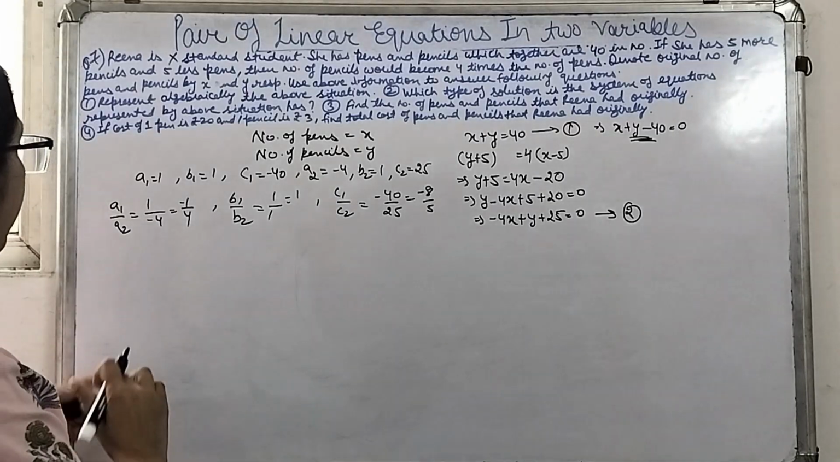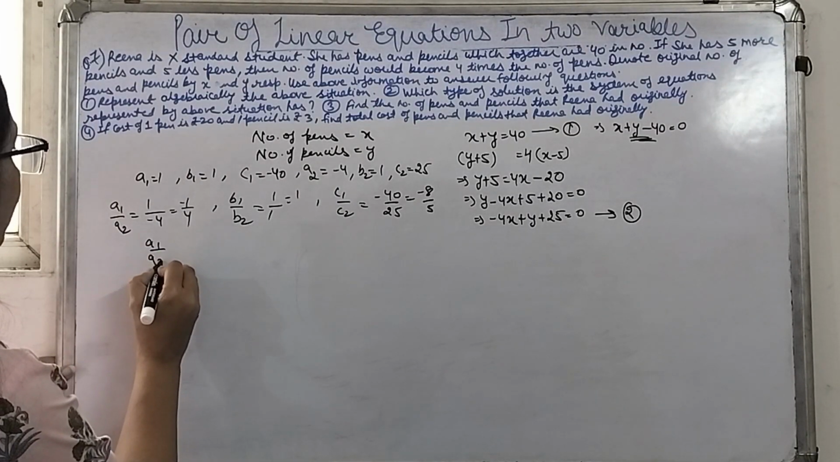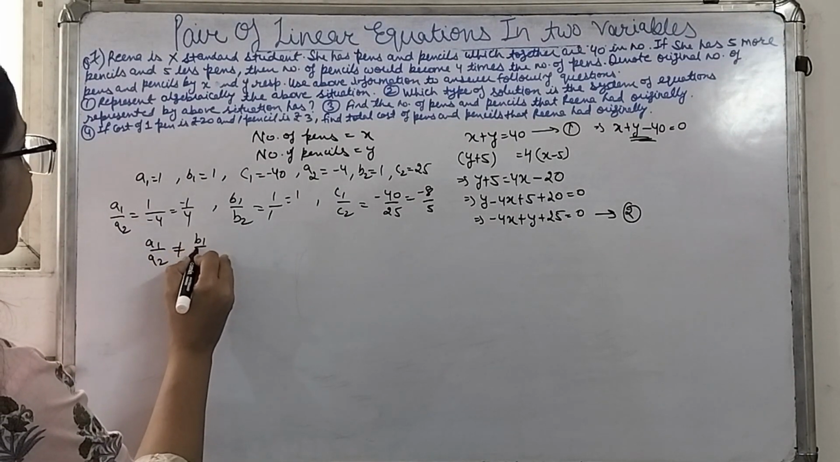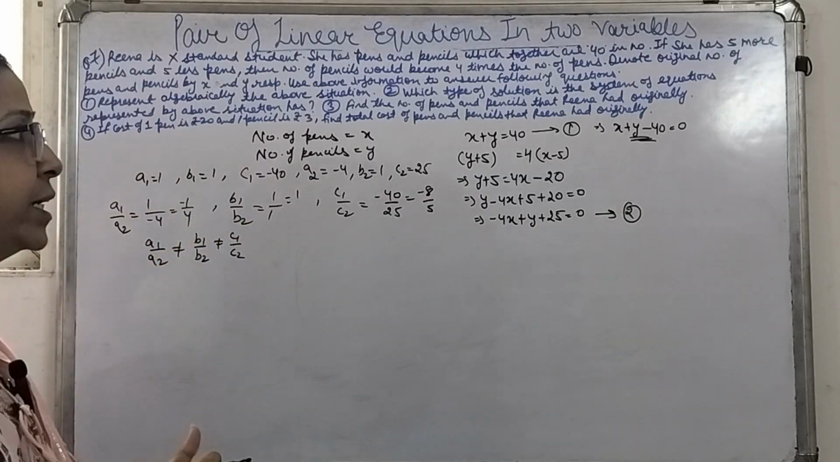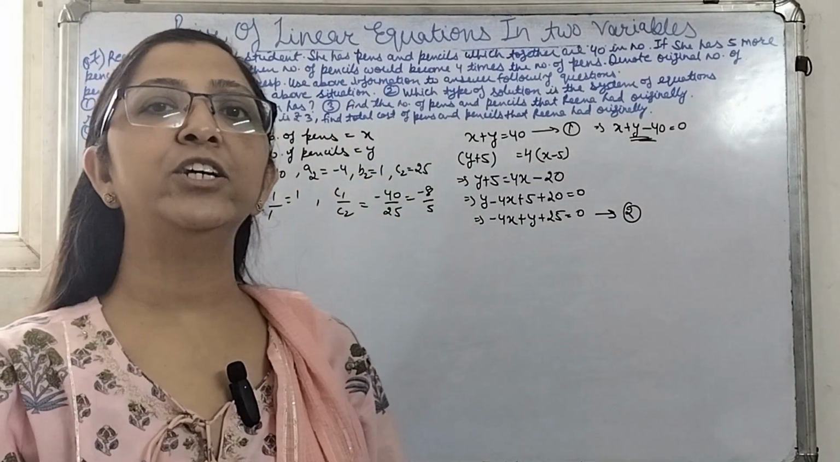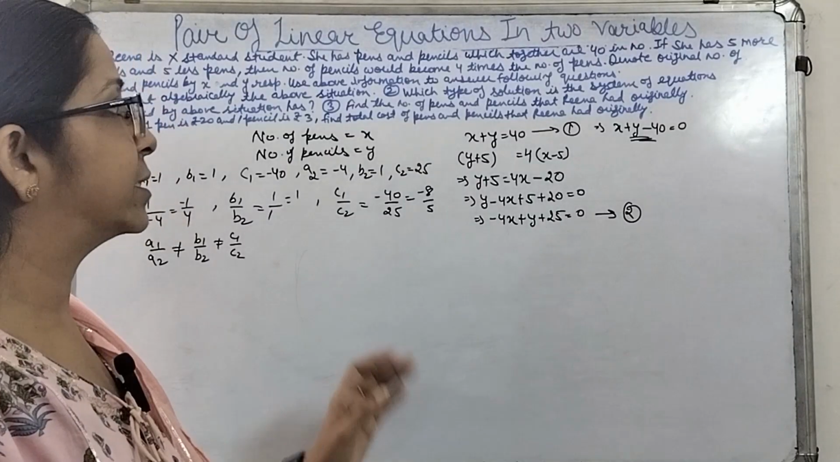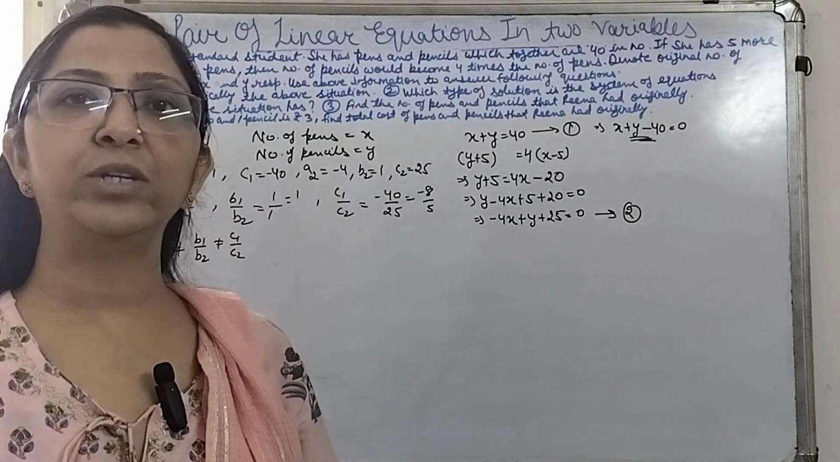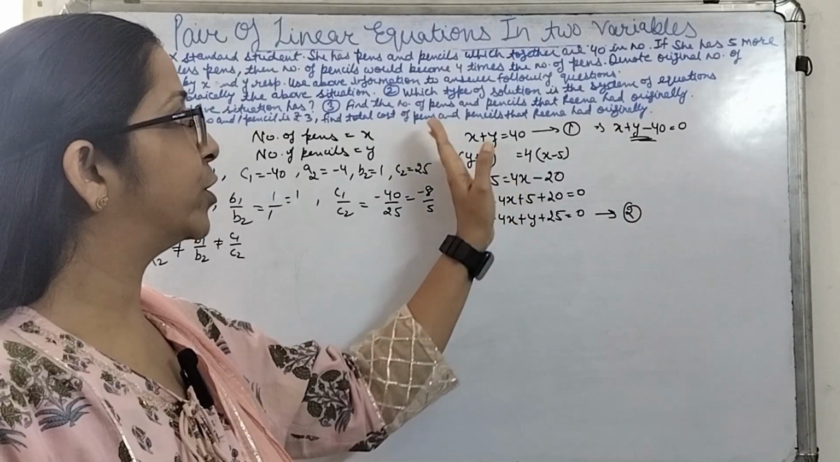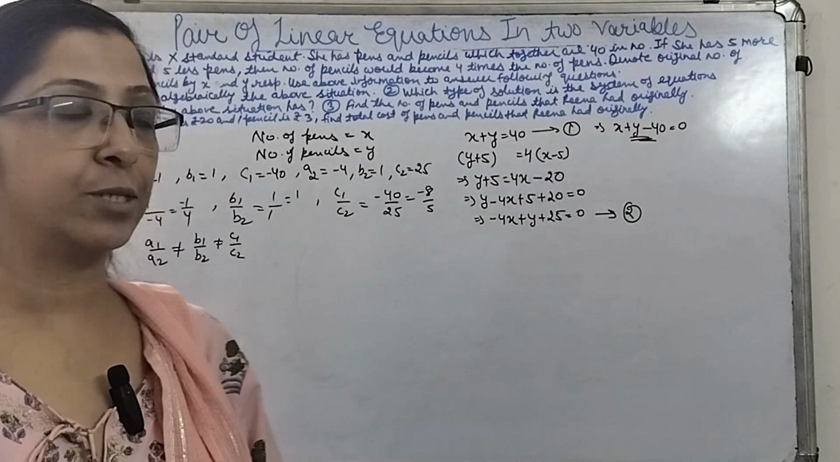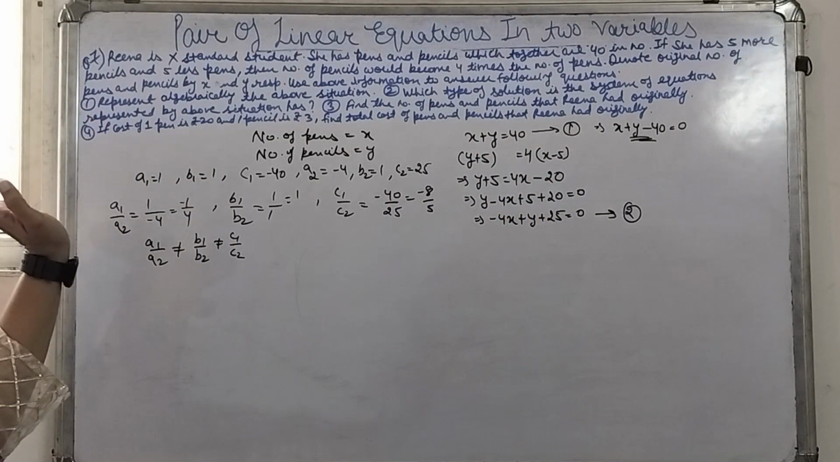Over here we can see that A1 over A2 is not equivalent to B1 over B2, which is not equivalent to C1 over C2. That simply means these equations will have a unique solution. They will be intersecting lines and they will have a unique solution. There will be one value of x and y which will satisfy both the equations. Now this is the second part we have done.